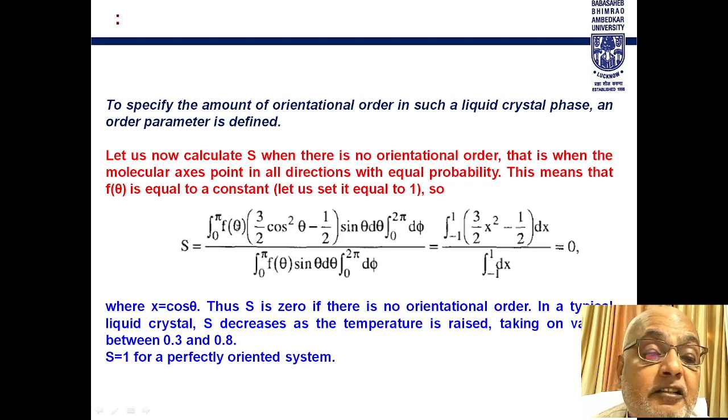So S is equal to, this is the formula, which is reduced to the integral from minus 1 to 1 of (3/2 x squared minus 1/2) dx divided by the integral from minus 1 to 1 of dx, which is equal to 0, where x is cos theta. Thus S is 0 if there is no orientational order. In a typical liquid crystal, S decreases as temperature is raised, taking on values between 0.3 and 0.8. S is 1 for a perfectly oriented system.